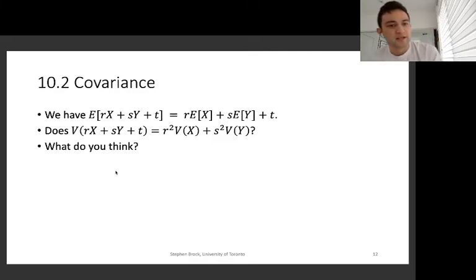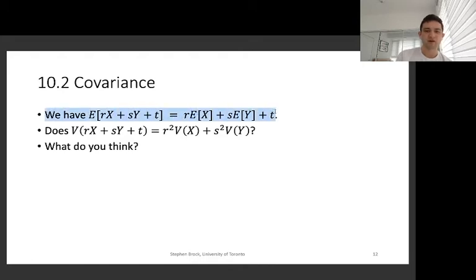All right, so section 2 is on covariance. And before getting into exactly what covariance is, if we have this expression right here, which says that the expected value of Rx plus Sy plus t is equal to R times the expected value of x plus S times the expected value of y plus t, this is the linearity of expectation for multiple variables.